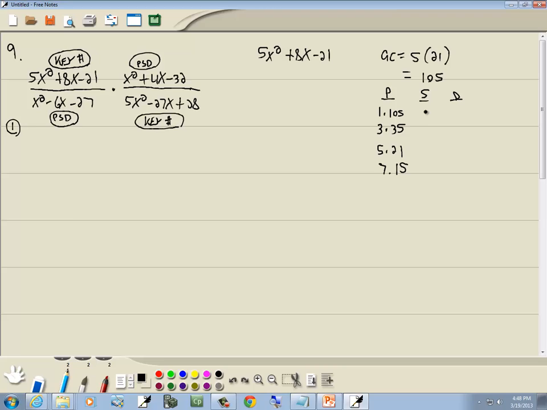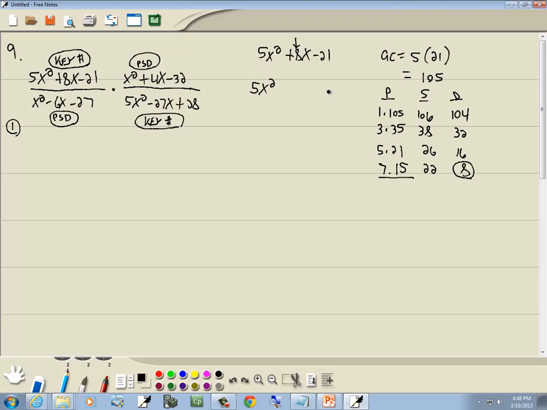Okay, so we add them. S column: 1 plus 105 is 106, 3 plus 35 is 38, 5 plus 21 is 26, 7 plus 15 is 22. Boy, that's bad. 105 minus 1 is 104. Thinking about a midday nap. 35 minus 3 is 32. 21 minus 5 is 16. 15 minus 7 gives us 8. The number we're looking for is the number in our middle term, which is 8, which is right here. So we're going to use 7 and 15.